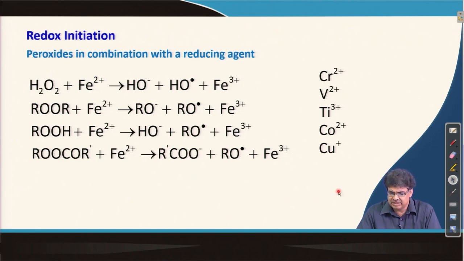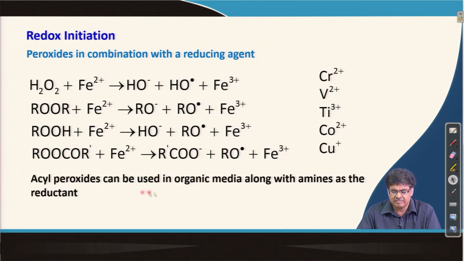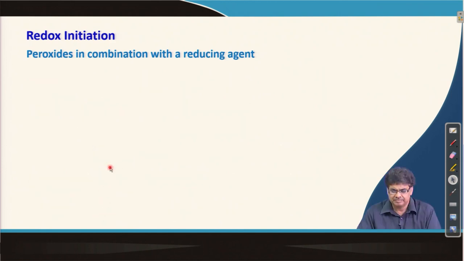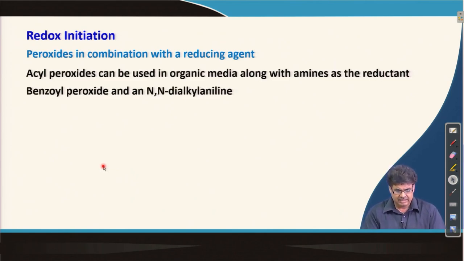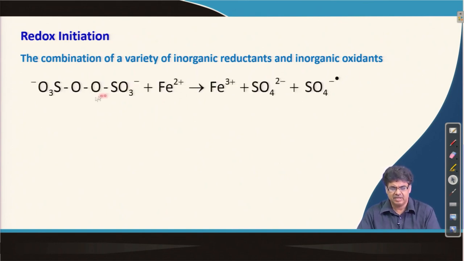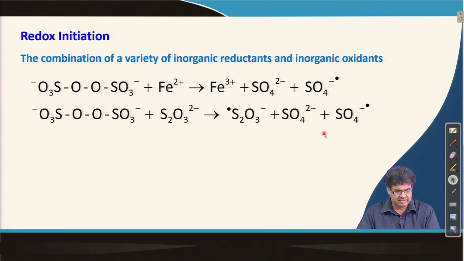There are other ways to also generate radicals, for example, acyl peroxides can be used in organic media along with amines as reactant, and the example is benzoyl peroxide. In the case of benzoyl peroxide, the advantage is that we can use this in organic media. Another example for redox initiation is a combination of a variety of inorganic reductants and inorganic oxidants, for example, persulfates and say ferrous ion, producing this ion radical, and we can use this system as well.